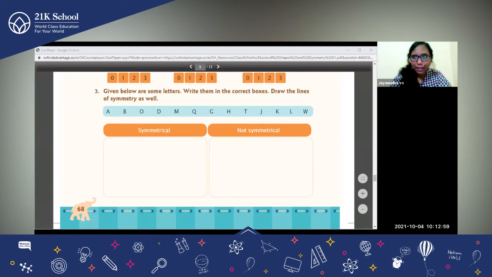Yes, Tana, tell me. Ma'am, I did not understand what to write in those boxes. Okay, for example, if you take the letter A, is it symmetrical or not? Can you divide this? Yes, ma'am, it is symmetrical. So when you find that a letter is symmetrical, you should write it under this category. And asymmetrical letters over here on the right hand side. That's it.